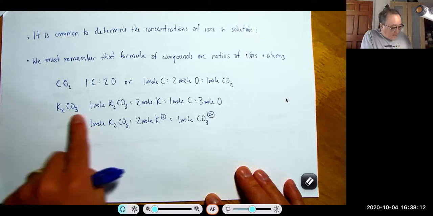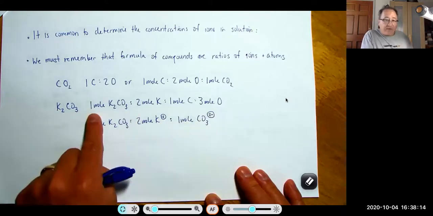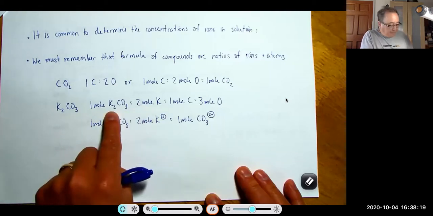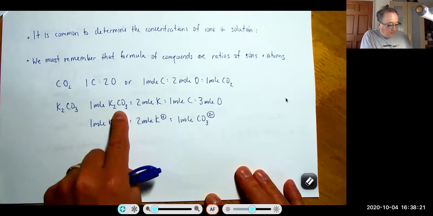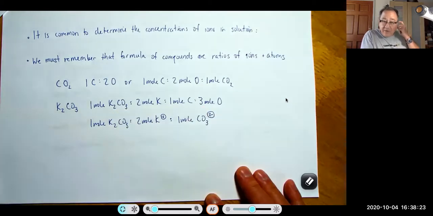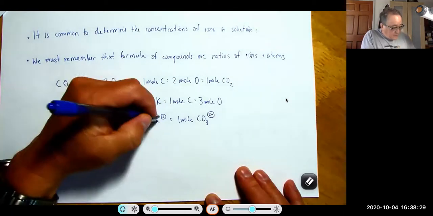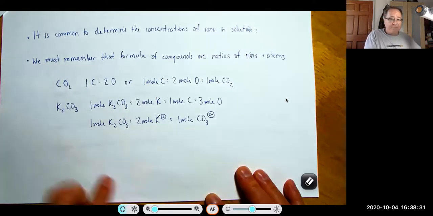If we look at the atoms, for 1 mole of K2CO3, you've got 2 mole of potassium, 1 mole of carbon, and 3 mole of oxygen. If you look at the ions, however, for 1 mole of potassium carbonate, you've got 2 mole of potassium, and you've got 1 mole of carbonate.